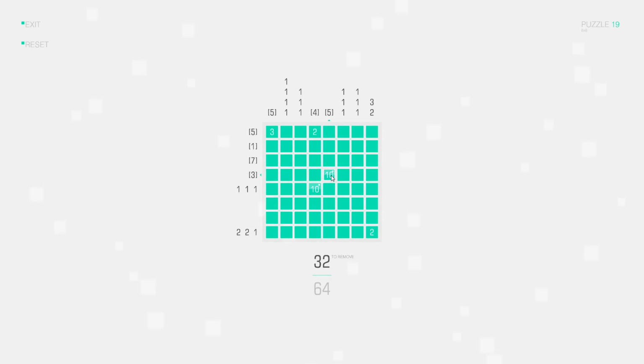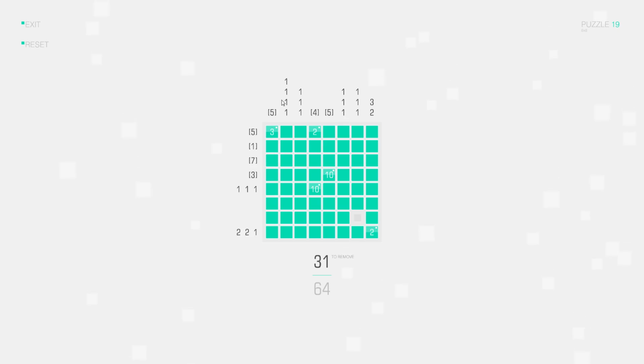Okay, we start off with the group clues once more. I can delete this square according to the corner rule, but only from the group clues. I can't really deduce anything yet. So let's look at the columns here.